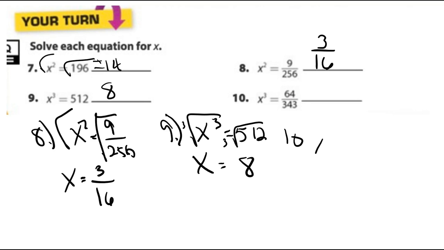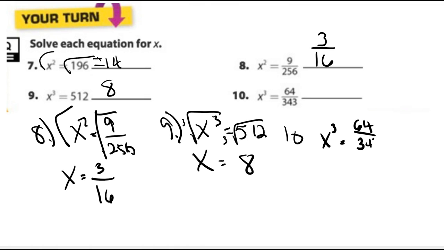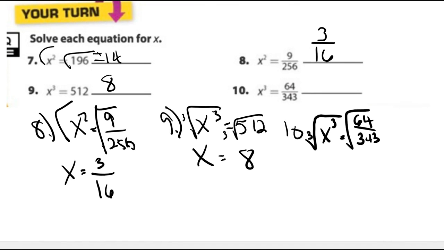And number 10, I'm taking the cube root of 64 over, sorry for my handwriting. Let me try and write that a little bit neater. I'm going to take the cube root of 64 over 343. So I take the cube root of both sides. So it's what number multiplies 3 times to give me 64. That number is 4 over what number multiplies 3 times to give me 343. That number is 7. So my answer is 4/7.